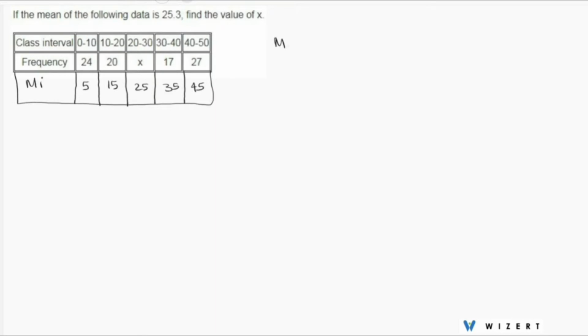We know the mean of grouped data is equal to summation of fi xi divided by summation of fi, where fi is the class frequency and, instead of xi, we can write mi, which is the class mark of each class.